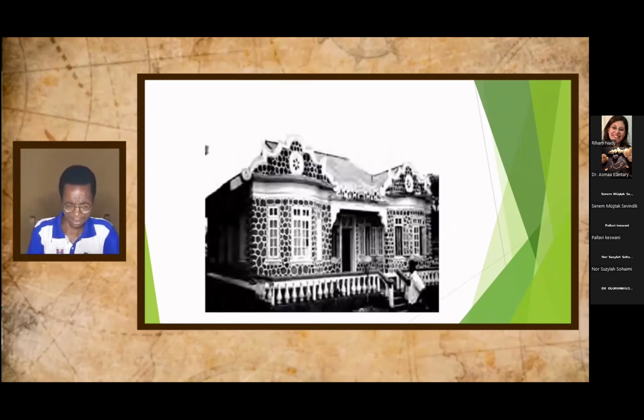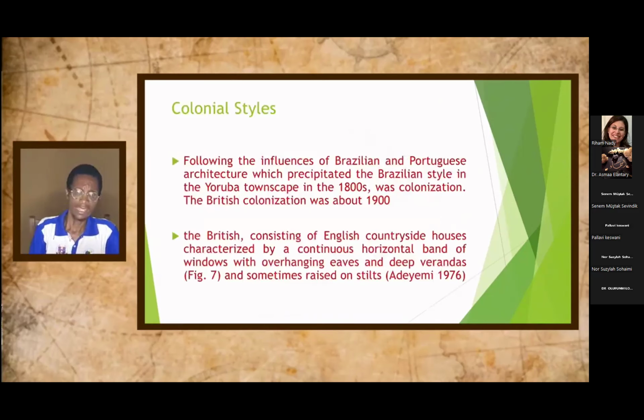And so the Yoruba compound house transited because of the influence of free slaves from Brazil to the Brazilian architecture. And then going further, another influence that precipitated the transition of the Yoruba compound house is the colonial incursion. The colonials brought along with them their styles, following the influence of the Brazilian and Portuguese architecture, which precipitated the Brazilian style to the Yoruba townscape in the 1800s, was colonization.